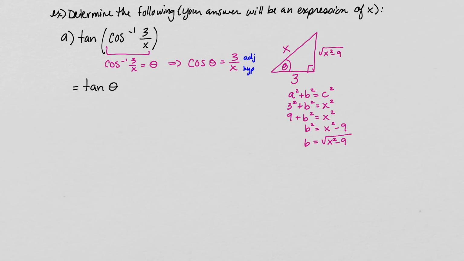So these problems are a little weird because we're just dealing with answers that are going to end up having these x's in them. But that's okay. So now I have a triangle, and now if I go back, I'm just looking to figure out what's the tangent of that triangle. So the tangent would be the opposite side, square root of x squared minus 9, over the adjacent side, which is 3.